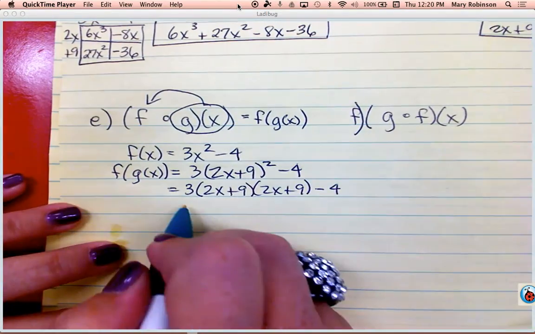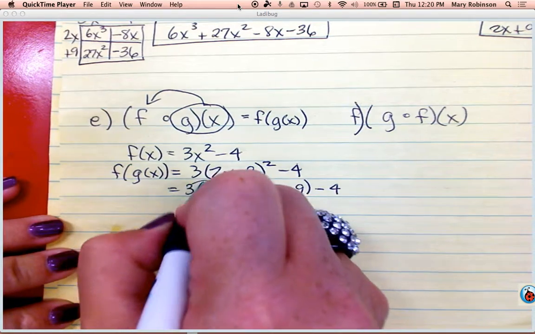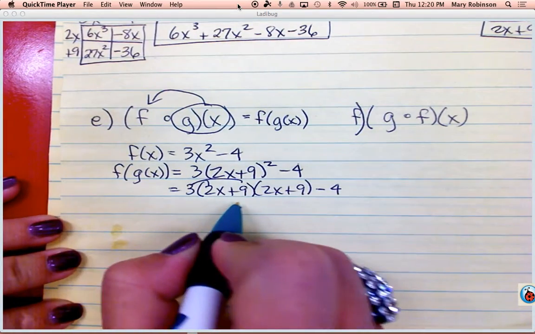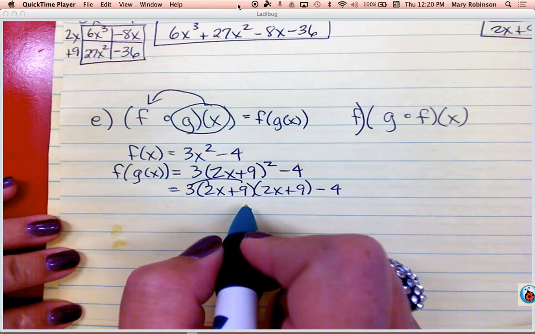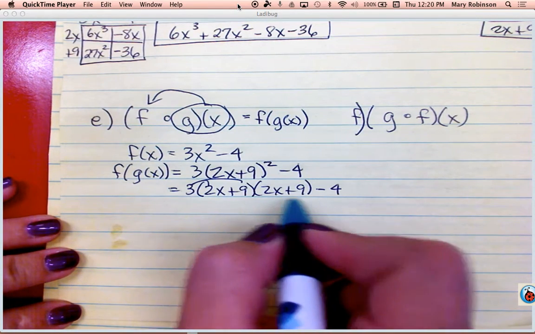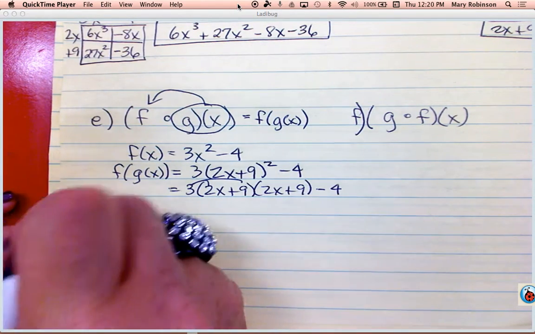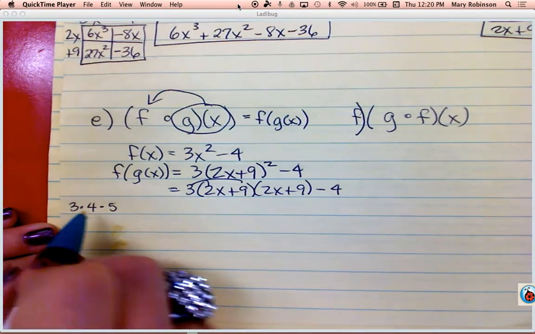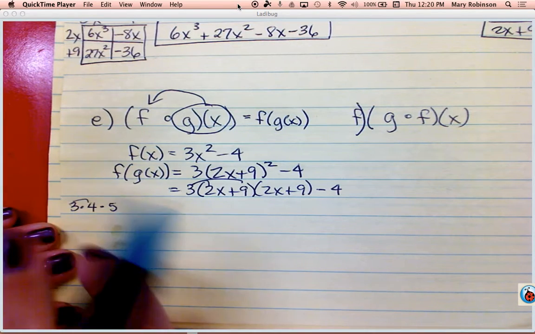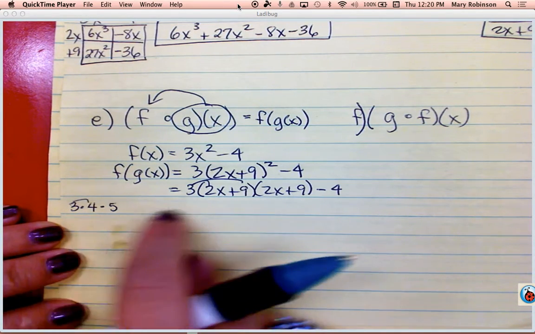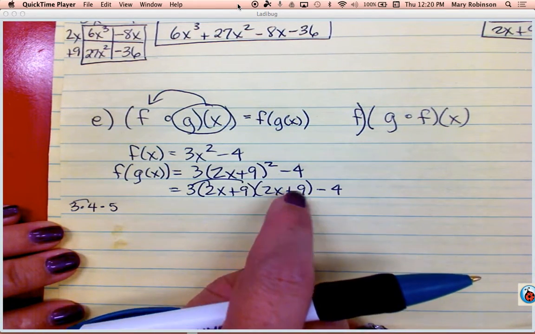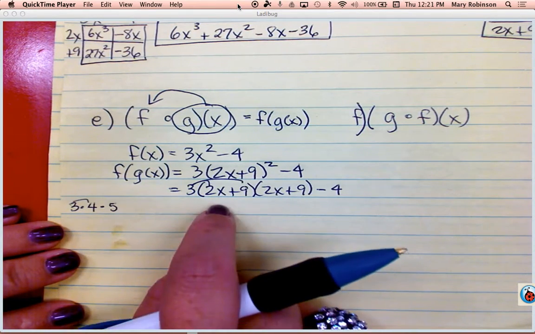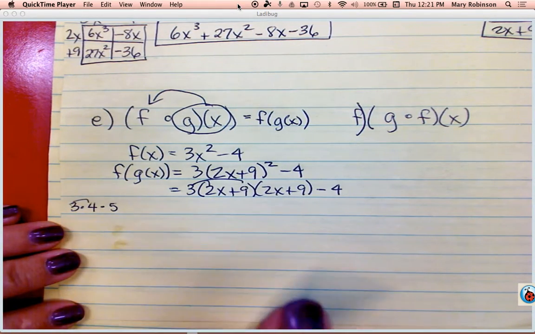Next, if we're multiplying in order from left to right, we can distribute this 3. It will only be distributed to the 2x plus 9, not the other quantity 2x plus 9. Keep in mind that if you were multiplying 3 times 4 times 5, you would only multiply the 3 times 4 first. You wouldn't do 3 times 5. So you would not do the same here for this product.